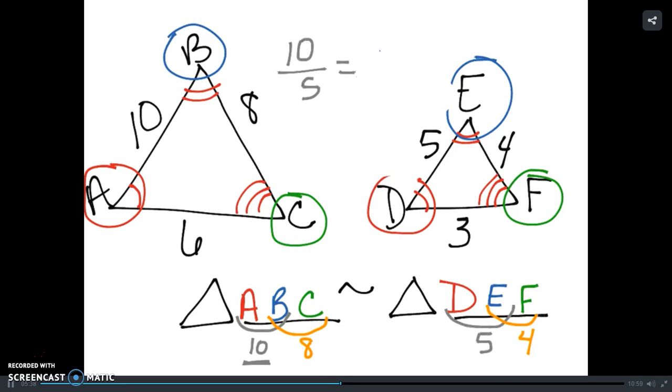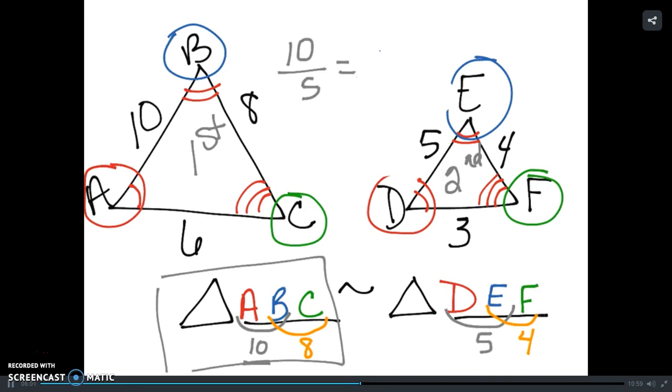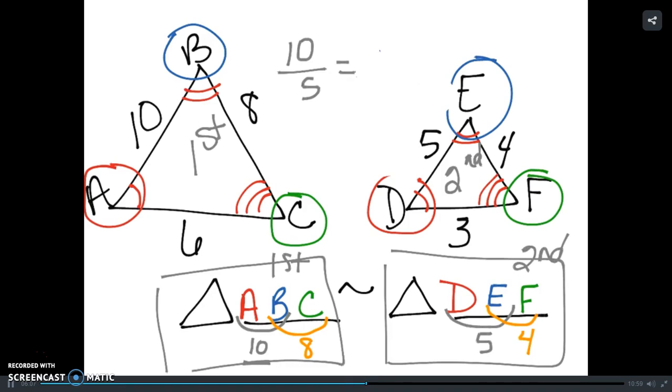Okay? And we put the 10 on top and the 5 on bottom because triangle ABC is listed first and DEF is listed second. Another way you could tell which one goes first or second is if they give you the similarity statement. If they were written in this order in the problem, you would know this triangle is first, and you would know this triangle is second. That's going to be really important as we go through this.